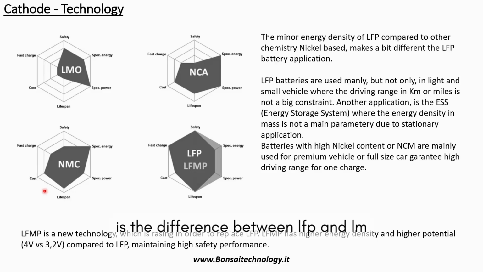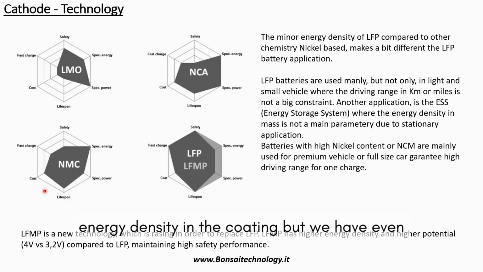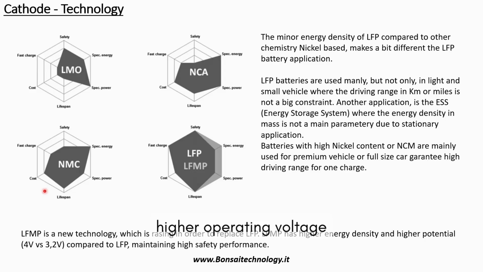What is the difference between LFP and LMFP? The main difference is the manganese increases the energy density, but even increases the operating voltage. So we have more energy in the same batteries because we have higher energy density in the coating, but we have even higher operating voltage. And at the end, this increases the watt hour per single cell.